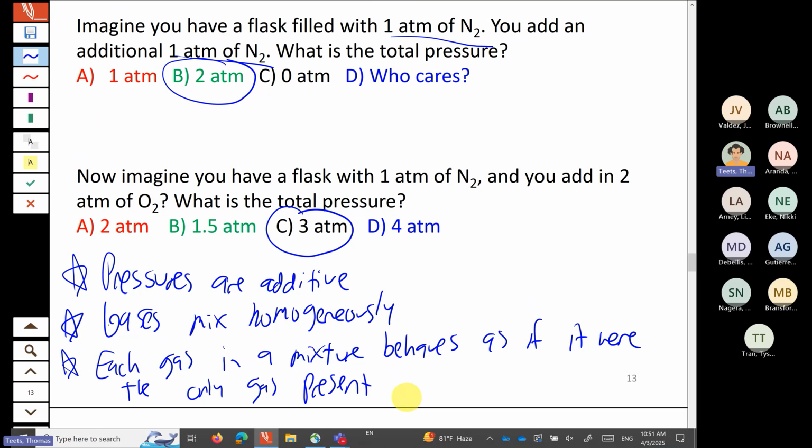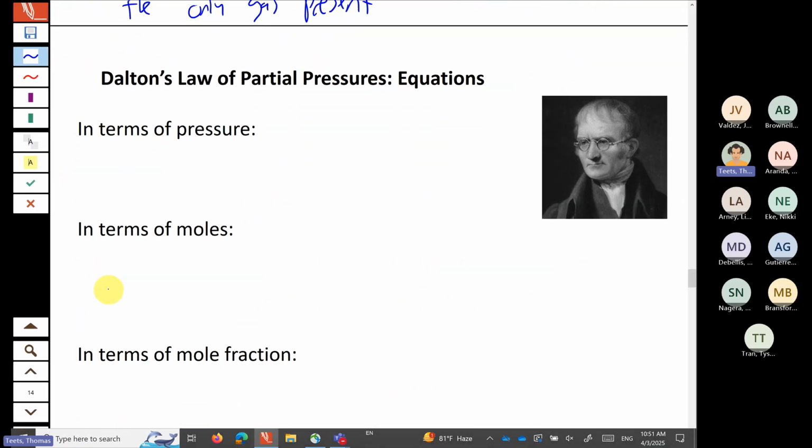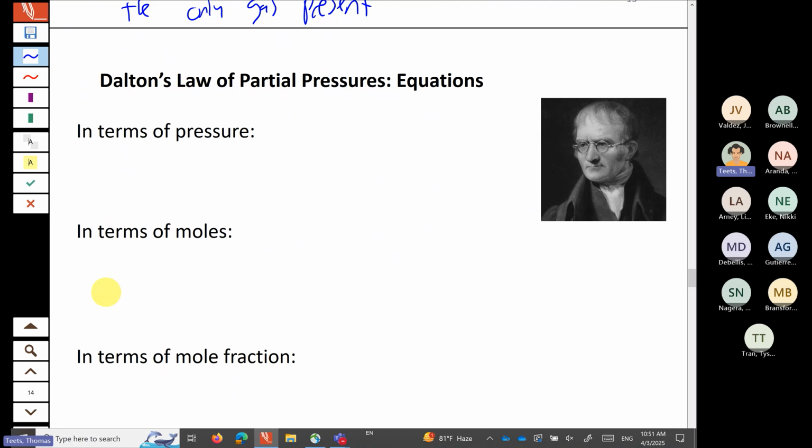So this then led to a more detailed and mathematical formulation called Dalton's law. Dalton was one of the earlier chemists that formulated a lot of these things. And this is, again, an equation and a principle that applies to mixtures of two or more gases. So if you have a mixture of two or more gases, this is when Dalton's law would apply.